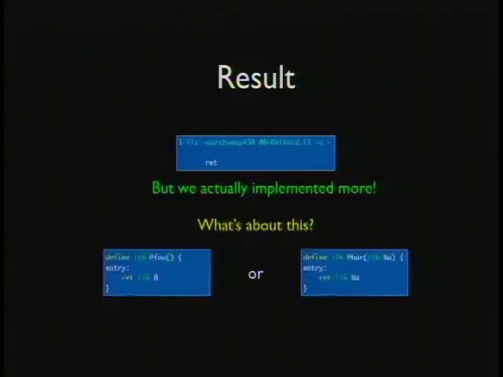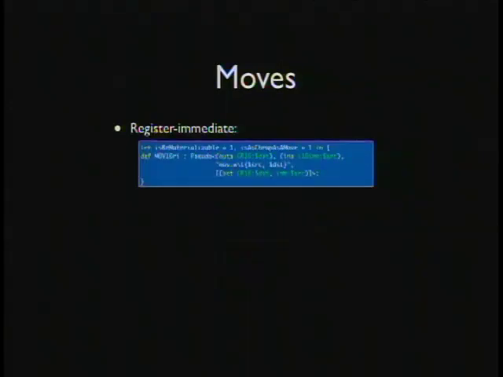But actually, we implemented more, since we have a more or less full description of the calling convention. That's why let's try to generate code for something more complex. Either try to return some value here, or return stuff coming into some register. So we have two variants here. In order to support these things, we need to implement moves.